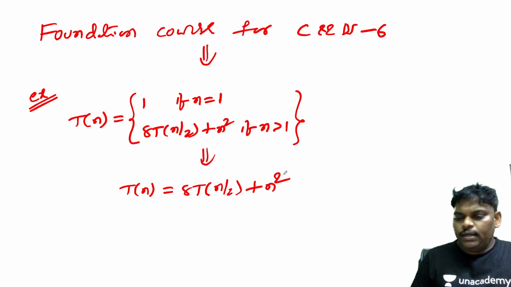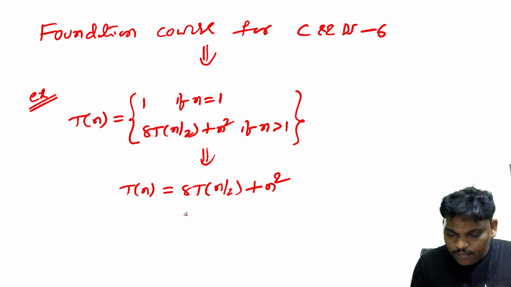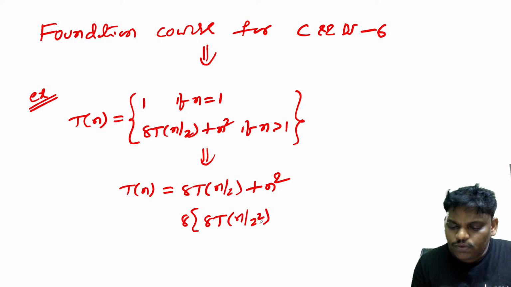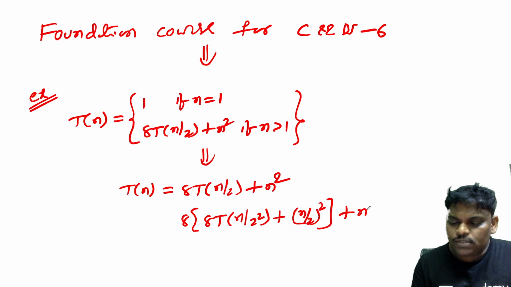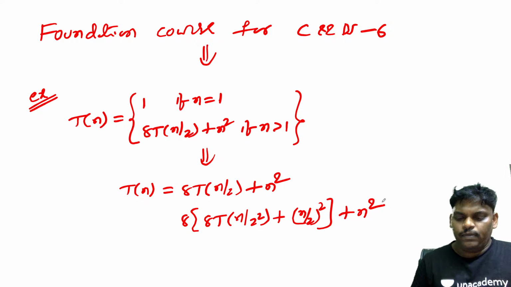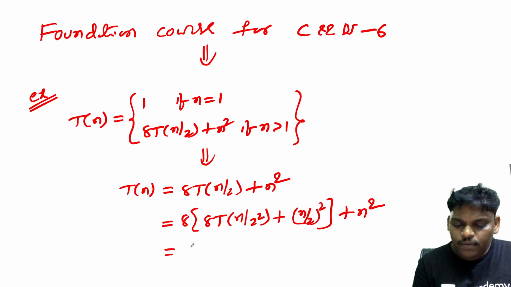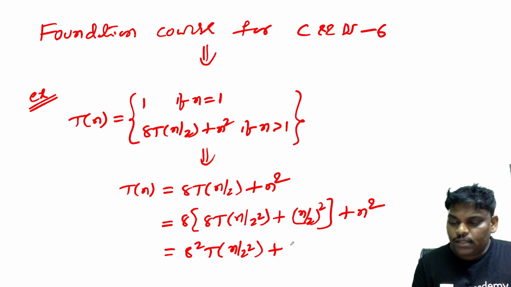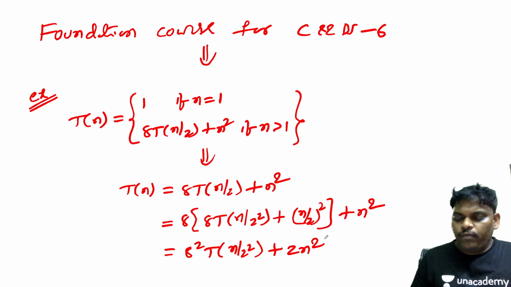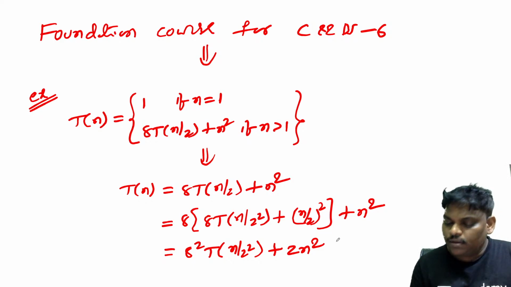If I do one more time, 8 outside, 8T(n/2 by 2) plus (n/2) whole square, plus outside n square. If you simplify this, it will become 8 square T(n/4) plus 8 into n square by 4. The 4 cancels, so it will become 2n square plus n square.